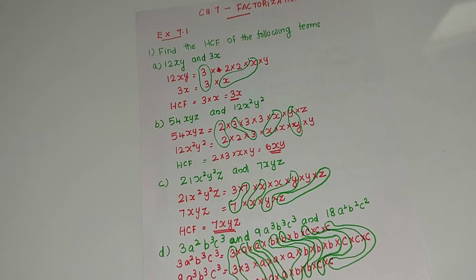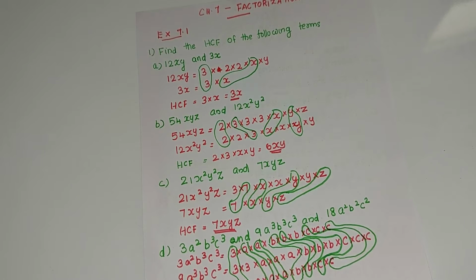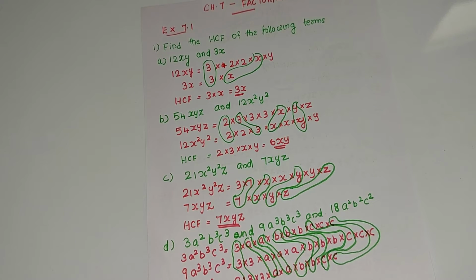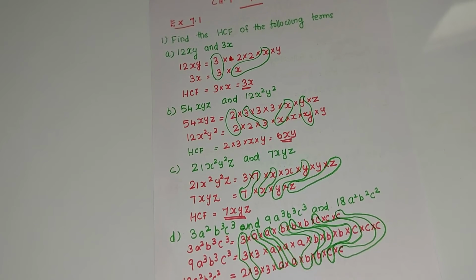Here 12xy you can write as 3 into 2 into 2 into x into y. Similarly 3x you can write as 3 into x. So you check what are the factors which are common for both 12xy and 3x. Here 3 is common for 12xy and 3x, and x is common. So you take one from each. So 3 and x. So 3 into x equal to 3x.